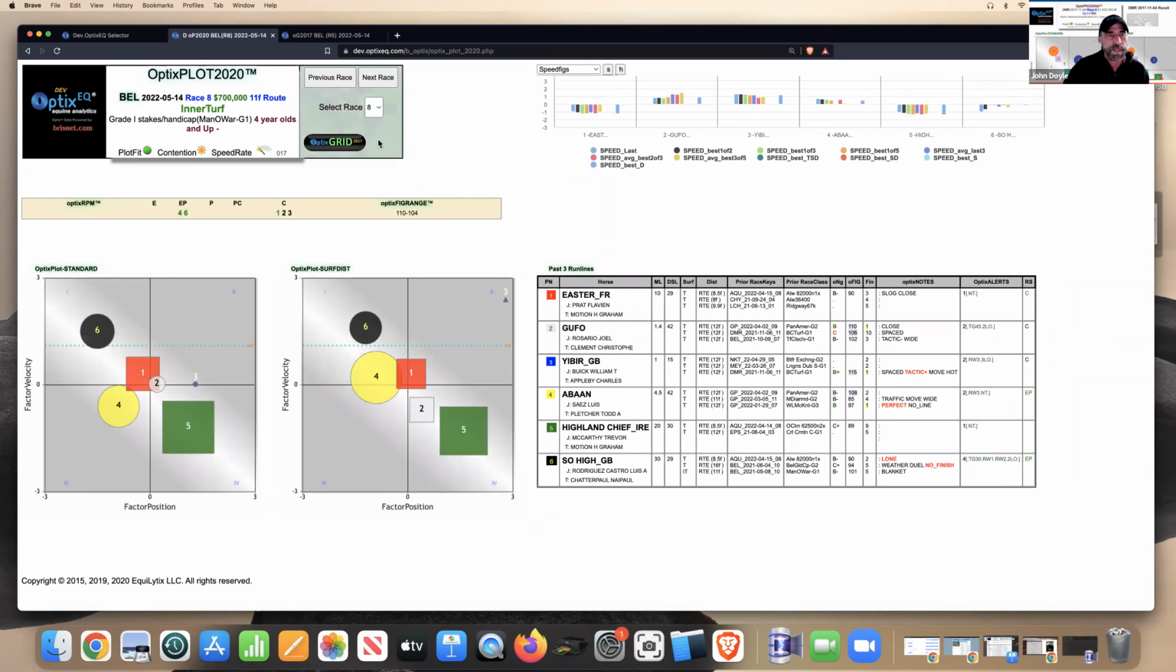This is interesting because when you look at the plot, you've got to be a little bit careful here, right? I mean, it's Green Pond, speed rating's low and all the rest.